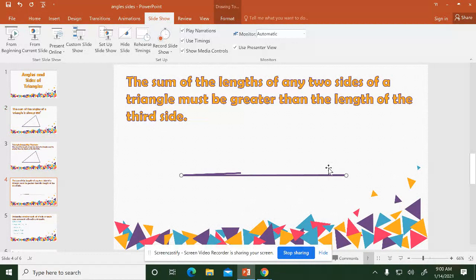Well, I'm going to leave it at that. You can see what's happening. When those two sides come all the way down, they're going to make a flat line by the time they finally touch. So you won't have a triangle anymore. You'll just have two flat lines on top of each other. So that's why it won't work if the two smaller sides are equal to the third side. They have to be bigger.